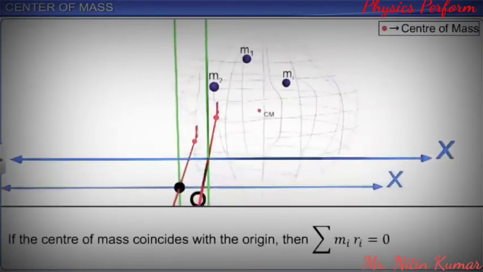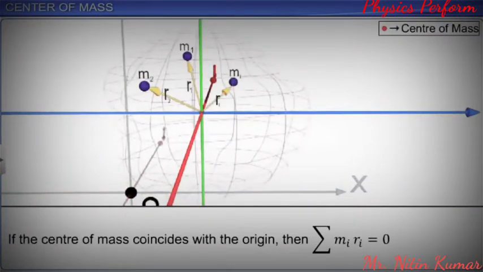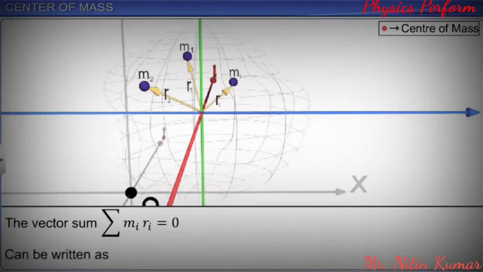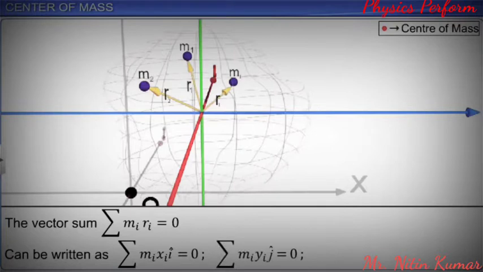If we take the center of mass as the origin of our frame of reference, then sigma mi Ri is equal to 0. Here, the sum is a vector addition. This equation can be split into three equations. Sigma mi xi i is equal to 0, sigma mi yi j is equal to 0, and sigma mi zi k is equal to 0.